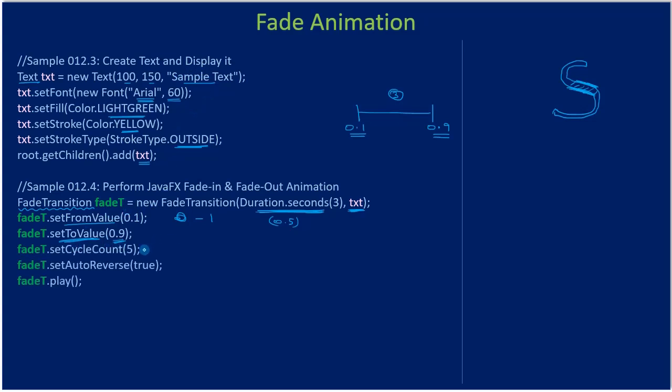Next, cycle count, the same property as we set previously for the timeline. The same way you can set cycle count. The animation will play 5 times, and auto reverse is true. That means the object will go from transparent to opaque, then it will return back and cycle through this, because we specified auto reverse as true. Finally, we play our animation.